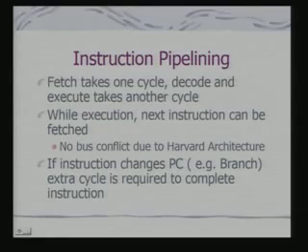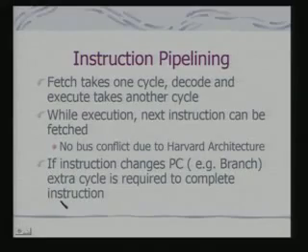Now, you find that in this case of instruction pipelining, fetch takes one cycle, and decode and execute takes another cycle. So, effectively I have got one instruction execution and one fetch overlapped. There can be more complex pipelining. When we look at more complex processors, you will have more complex architectures coming in place. And there is no bus conflict because we essentially have Harvard architecture.